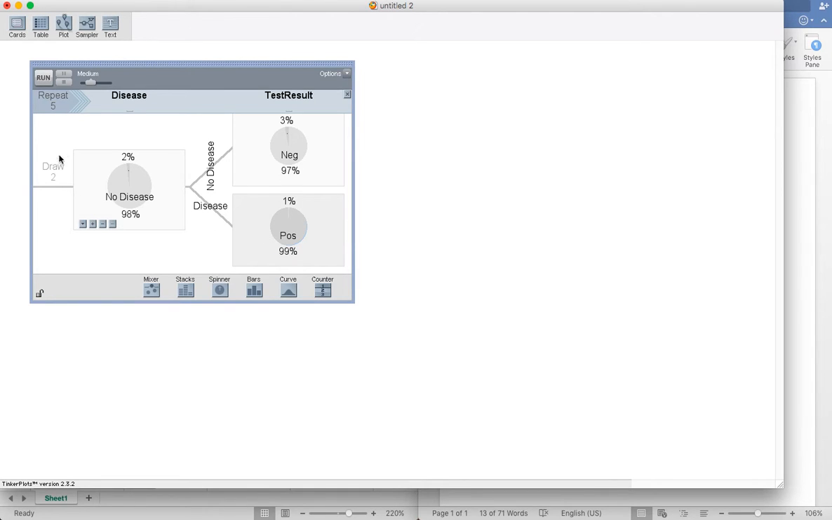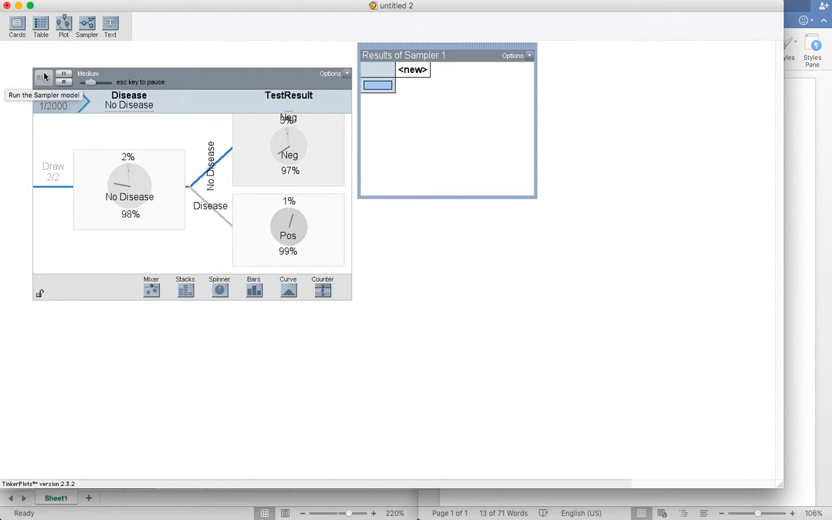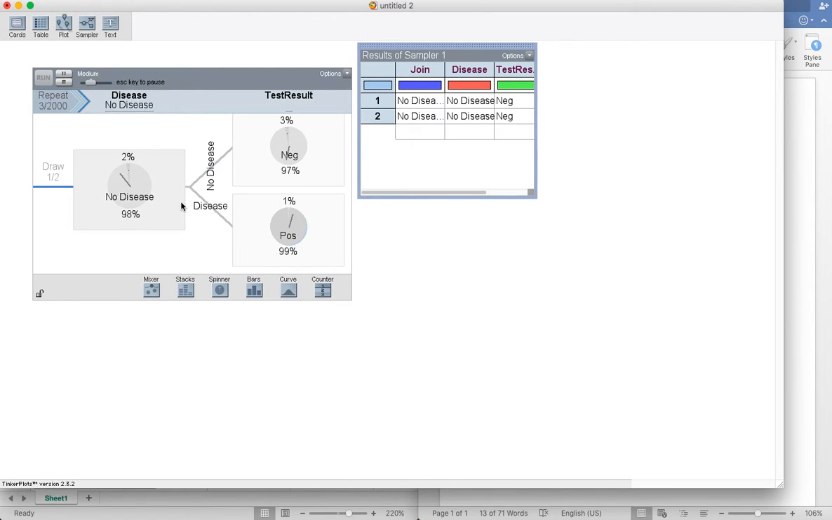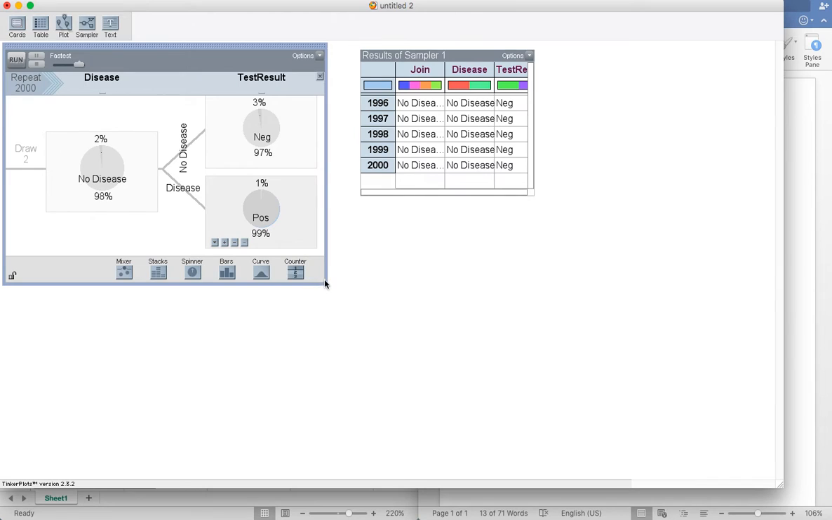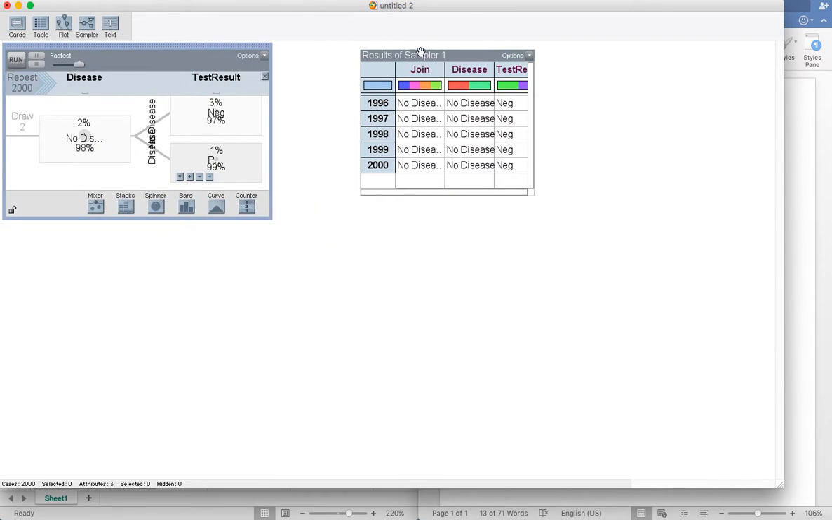Now, what this says is it's going to draw two. It's going to spin one here and then one in one of these two. And let's just repeat that a couple thousand times. So I'm going to do that like 2,000 times. And let's see what's happening. It spins whether or not you have the disease, and then randomly assigns whether or not you get a positive or negative result, depending on which one of these categories you are in. So let's speed that up. All right, I've got my 2,000 results. Let's push things out of the way a little bit here.